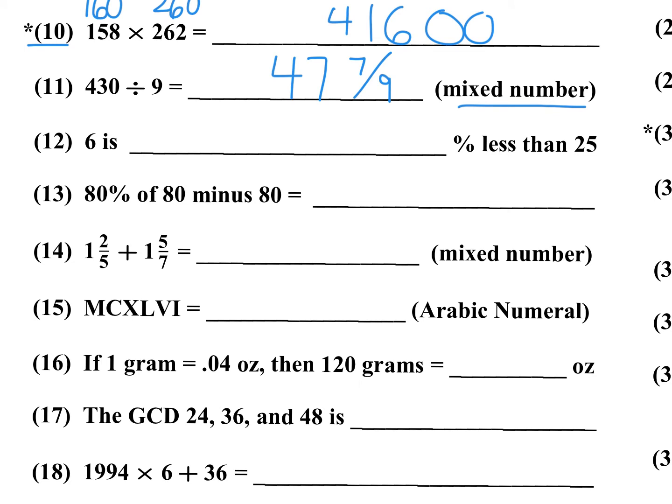Okay, number 12: 6 is what percent less than 25? So subtract 6 from 25, that leaves you 19. So I'm going to put 19 over 25. Multiply by 4 in the numerator and denominator, that's 76 out of 100.